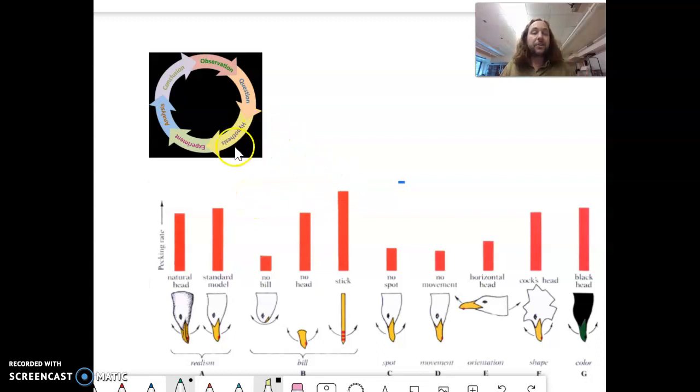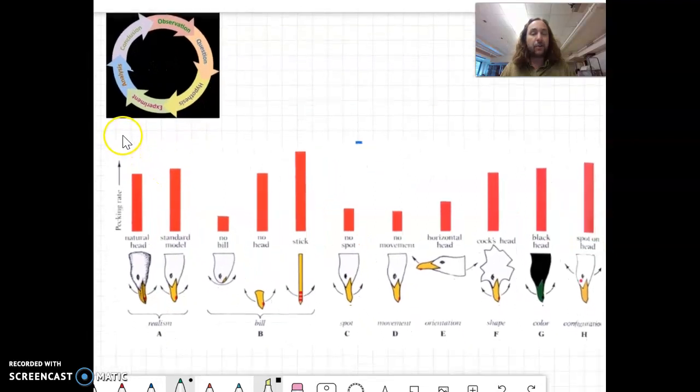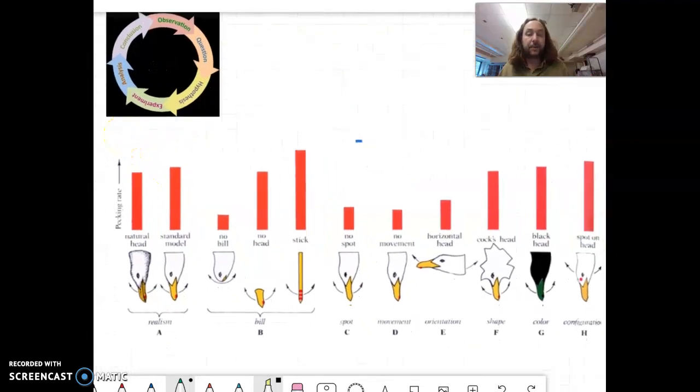And so he essentially did a whole bunch of individual predictions, and he broke the head of the seagull down into its parts, and he tested each one separately. So he had a bunch of different hypotheses, ran a bunch of different experiments, and now we're looking at all the data from all the experiments.